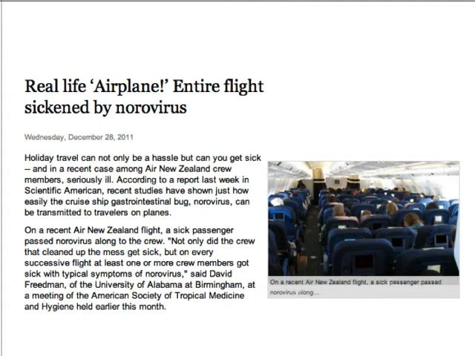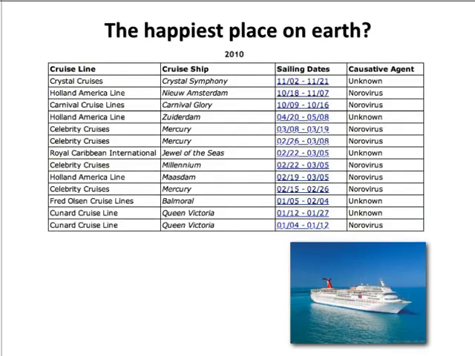And all this is because the crew didn't know they were infected. It was in them and incubating, and they were shedding it. So this can be a problem in these closed types of settings. Cruise ships are not the happiest places on Earth.